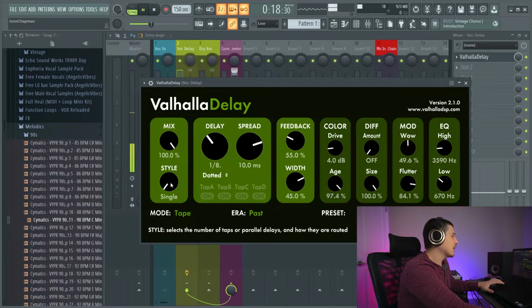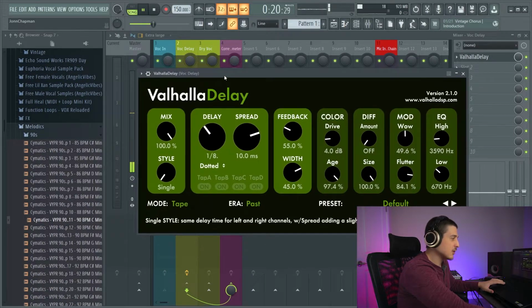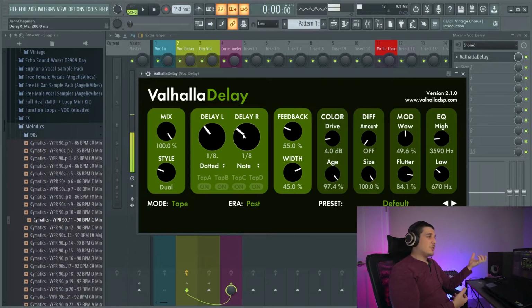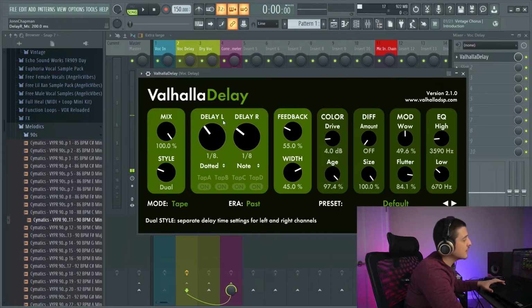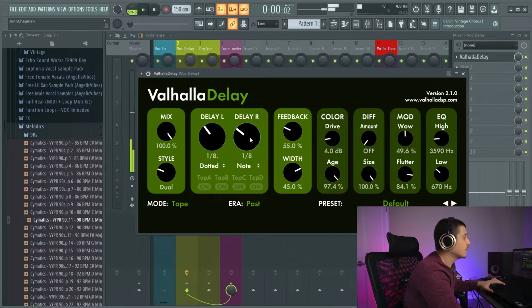We got our dotted eighth and a single, and if we take a listen, that is our single style delay. If we were to change this though, you're going to get to choose the time of your left and the time of your right separately. If we take a listen, I have one at a dotted eighth, one at a normal eighth.